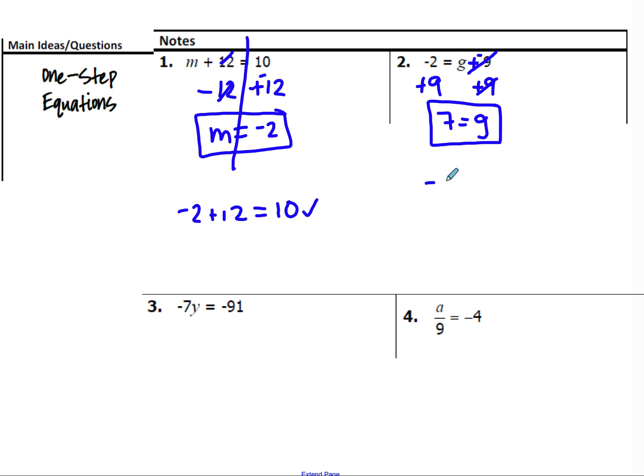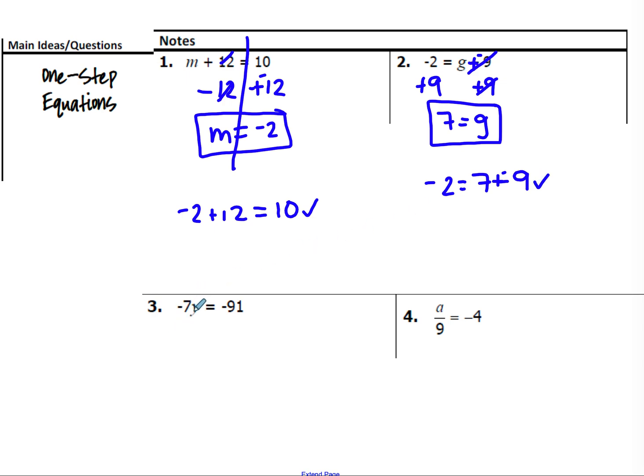All right, let's check it. Negative 2 equals 7 minus 9. Boom, change to addition. Boom, change the sign. 7 plus negative 9. Different signs. Find the difference. 9 minus 7 is 2. More negatives. Answer is negative. Yep, that checks out. It's correct.